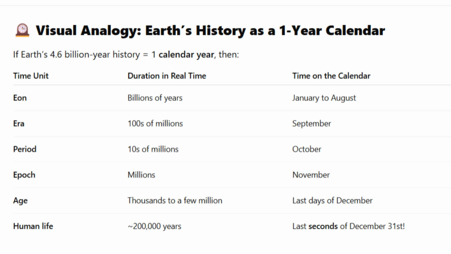November: mammals take over. Now it's November. Mammals diversify, birds soar, primates evolve. December 31st, the final day. Finally, we reach December 31st. Evening of December 31st, modern humans evolve. Modern humans appear just a few minutes before midnight.